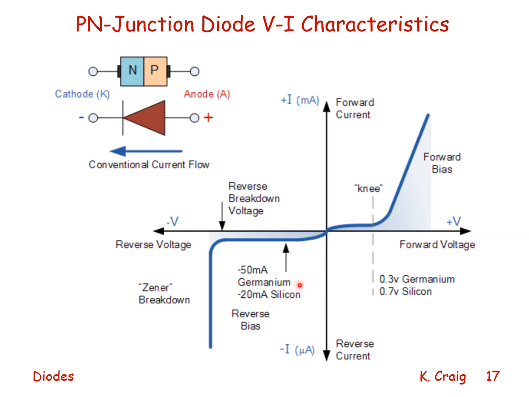For germanium, this current flow when it is reverse biased is very small, minus 50 milliamps for germanium, minus 20 milliamps for silicon. So this shows the PN junction diode voltage current characteristics, both for forward voltage and reverse voltage.